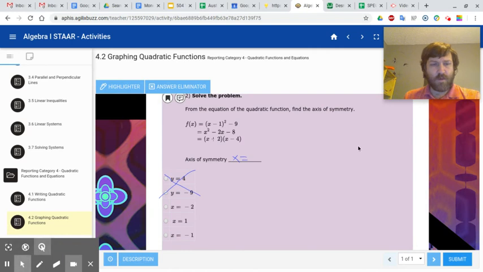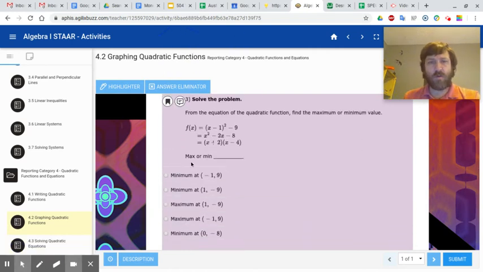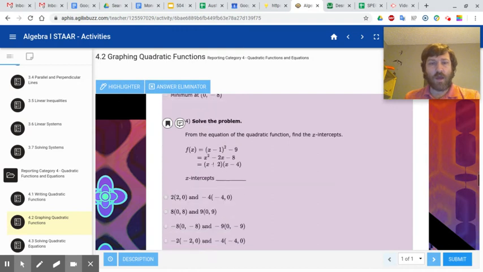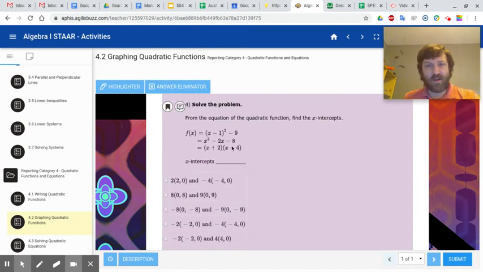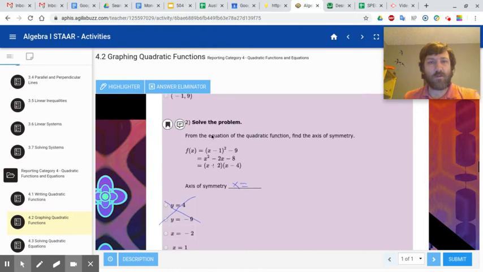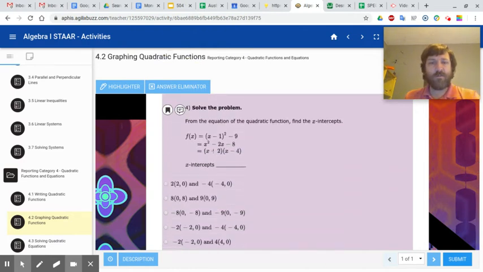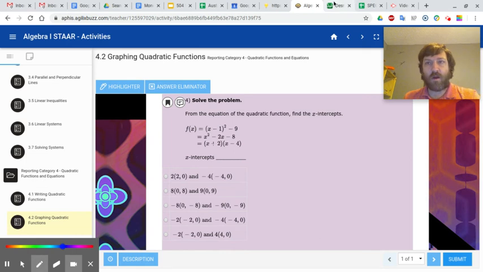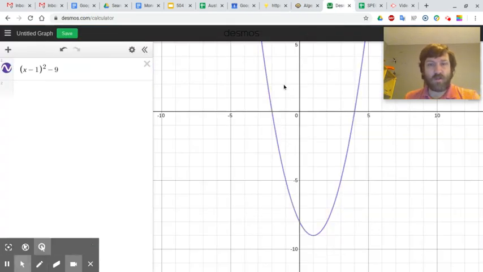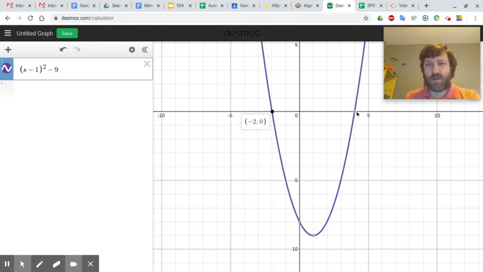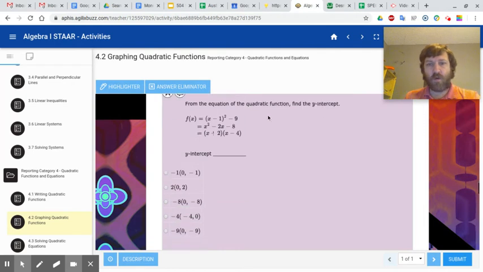All right, and then more of the same. Where is the maximum or minimum value? Also known as the vertex. So find the vertex of that. Same thing here. Find the x-intercepts. Oh, look, these are all using the same graph, so you're just going to use the same graph for all of these. X-intercepts are the places where the graph crosses the x-axis. So they're right there on the graph. It's that easy. And then the y-intercept, which is the place where the graph crosses the y-axis. You should be able to get that one really easily as well.